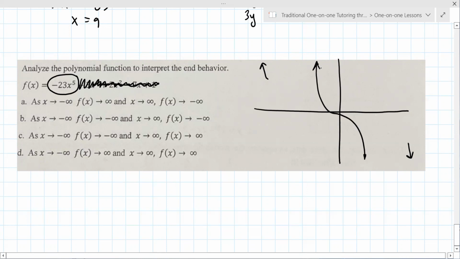Okay. And so that's really interesting. Now x goes to negative infinity means this direction. As x goes to negative infinity, they're saying when you go to the left, what happens to the y value? Well, the y value goes to positive infinity.